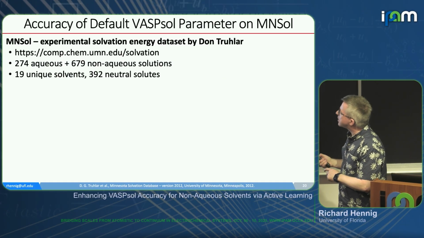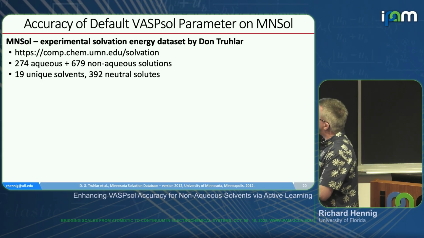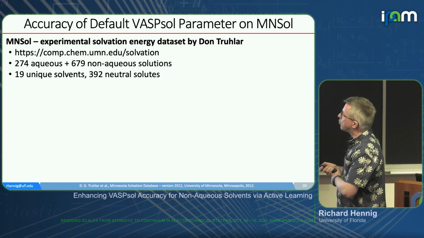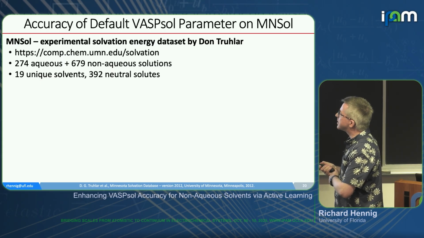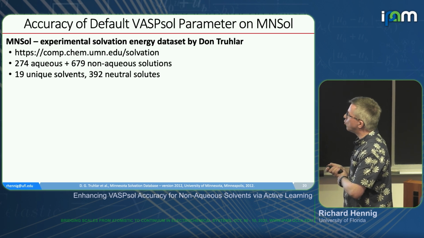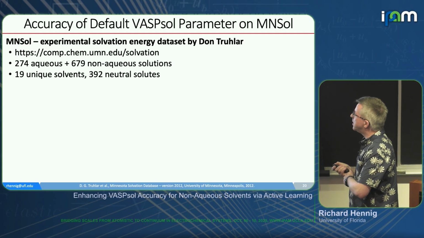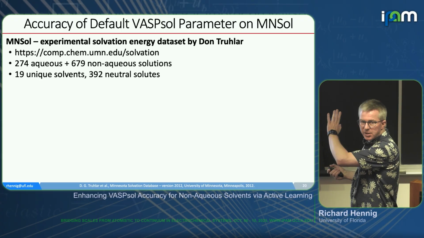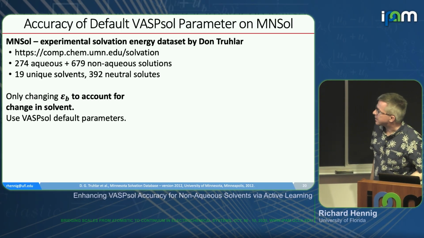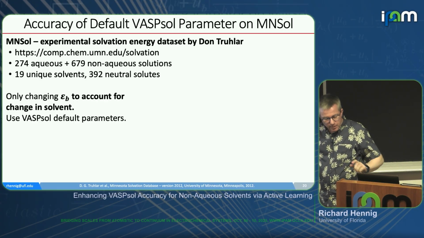So the MNSol data set by Don Truhlar is experimental solvation energies. It's available online, and it contains 274 aqueous solutions and 679 non-aqueous solutions. There are 19 unique solvents in total in there, so water plus 18 others, and there are 392 neutral solutes. We're only looking at neutral solutes in that work right now, because charged ones are a little bit of a different story. We haven't gotten to that yet.